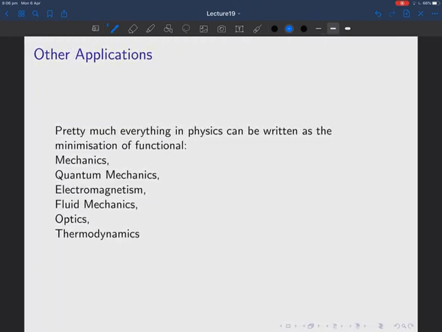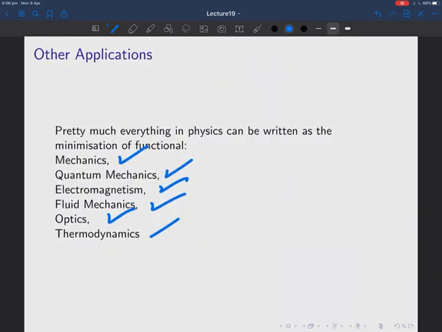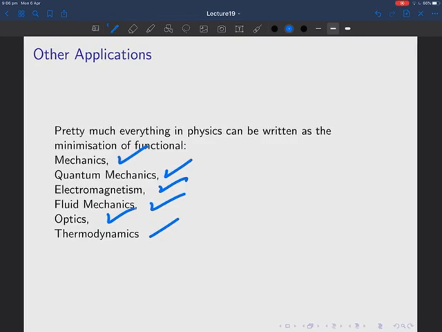Other applications. Well, pretty much everything you do in physics can be written as a minimization of a functional. You do that in mechanics, you do it in quantum mechanics, electromagnetism, fluid mechanics, optics, thermodynamics. Just about everywhere you can minimize functionals to get your results if you wish to do that. And sometimes that shows you something interesting. Sometimes it shows you what you already know, as in this case, it showed us what we already knew. But it doesn't mean Lagrangian mechanics can't tell you some new things. But in this particular simple example, it's just telling you what everyone knew already.